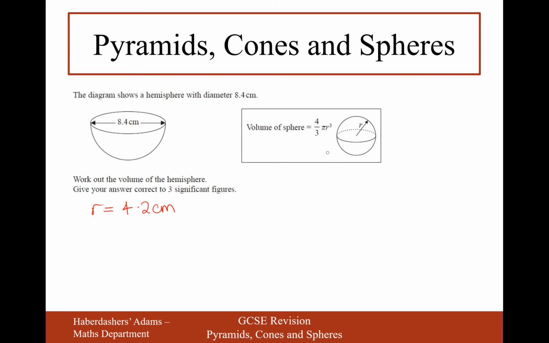Then we'll work out the volume for the hemisphere. It's going to be half of this formula here. So it's just going to be 2/3 times pi times 4.2 cubed. So I've halved the 4 to a 2, and that's halved the volume of the sphere into a hemisphere. I'll do this on my calculator now, 2/3 times pi times 4.2 cubed. And that gives us 155 to 3 significant figures, 155 centimetres cubed, because it's a volume.